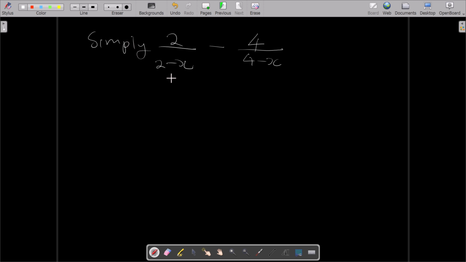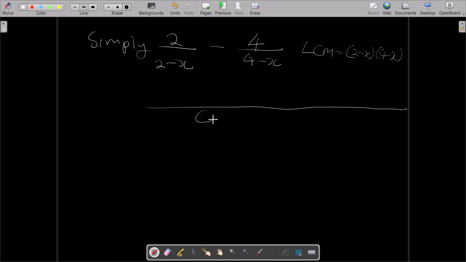Hello guys, so let us simplify this. Let us find the solution of the question I asked on the previous video. Remember, the LCM here is nothing but (2 minus x)(4 minus x). That's our LCM. So we draw our division line here. Then we say (2 minus x)(4 minus x) is our common denominator.